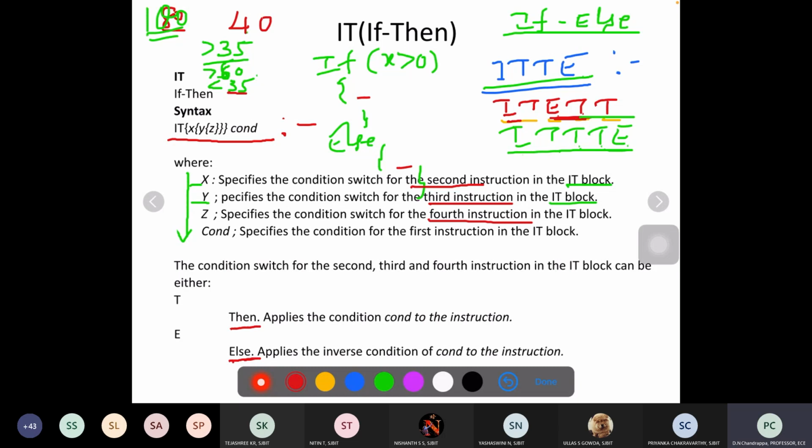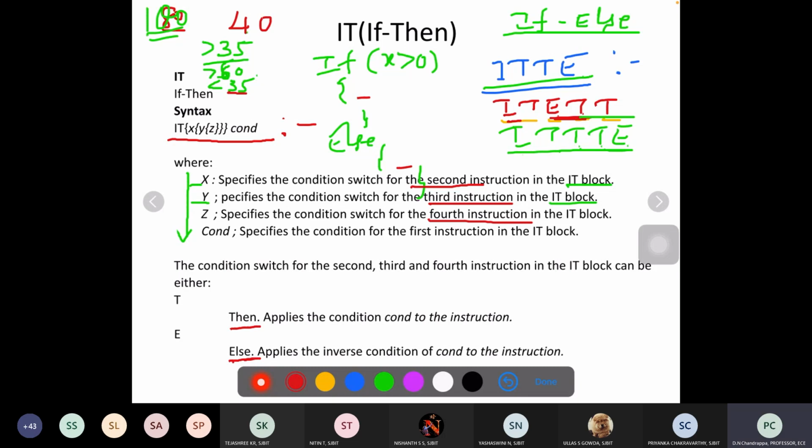Any confusion or anything else to discuss here in the if-then? Somebody answer for this. No, sir. Clear, sir. Usually in the examination this is a very important instruction. If you are very clear with the if-else statement, it matches the IT statement, nothing else.